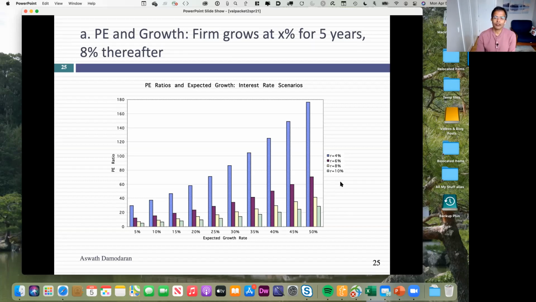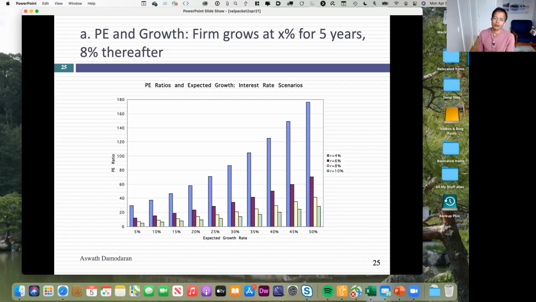Under every interest rate scenario, my PE ratio gets lower as my growth rate gets lower. But here's the interesting distinction. As my risk-free rate gets higher, the effects of a surprise get lower. The PE ratio becomes less and less sensitive to surprises about earnings growth as my risk-free rate gets higher.